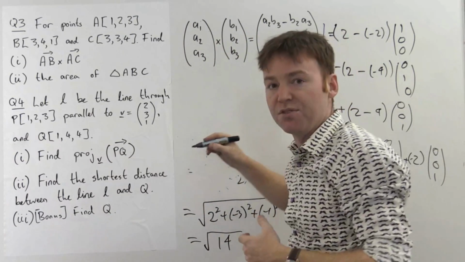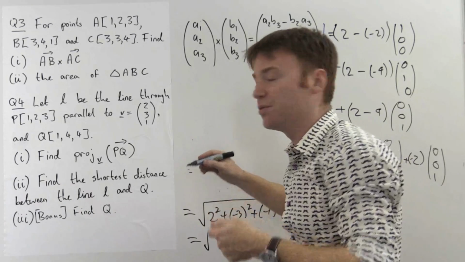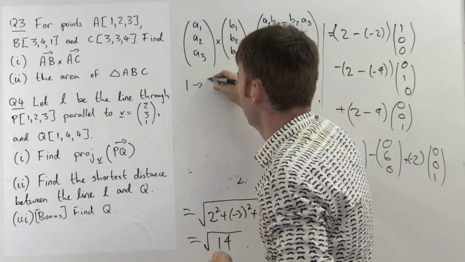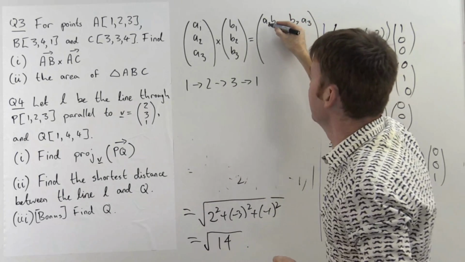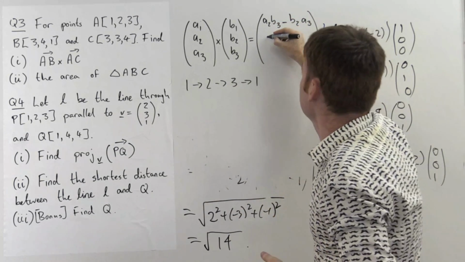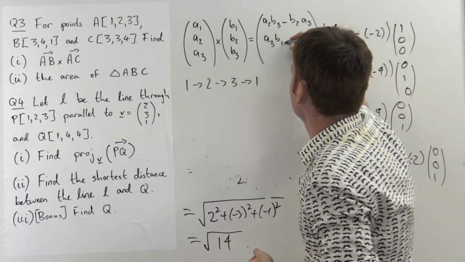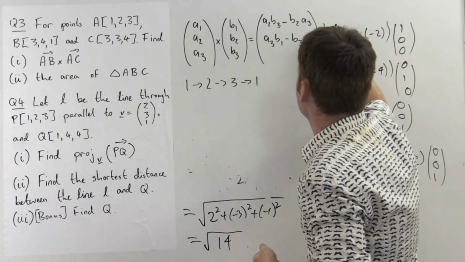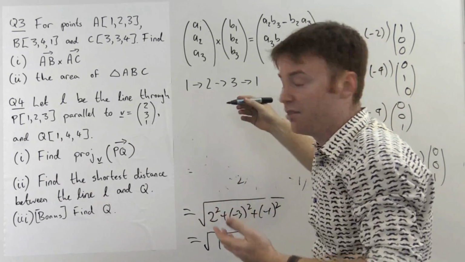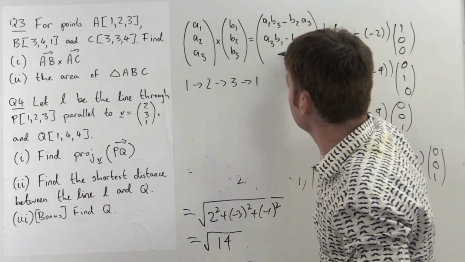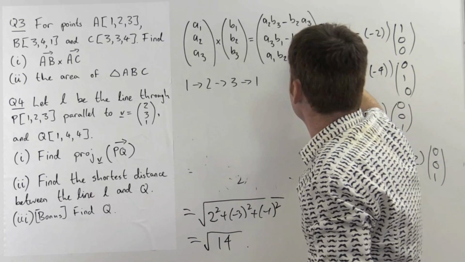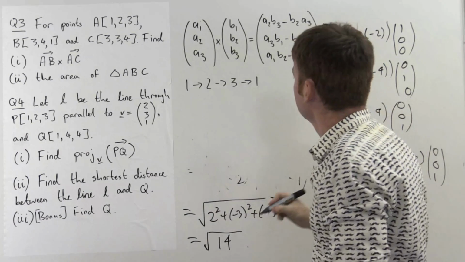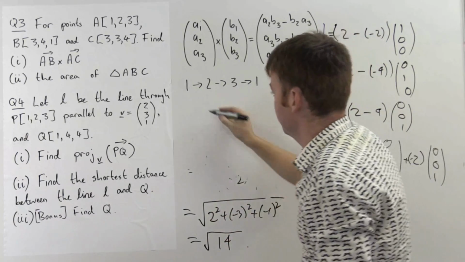The way you remember that is you just cycle through the numbers 1, 2, 3. So the permutation is 1 goes to 2, 2 goes to 3, and 3 goes back to 1. So for the next line, this is a 2, it goes to 3, and it's A3, B1 minus B3, A1. And then we cycle through this permutation one more time to get this entry, which is A1, B2 minus B1, A2. And in this way you can compute cross products.